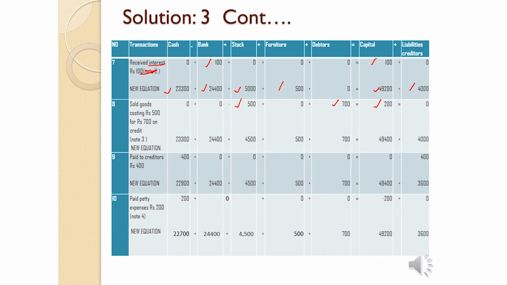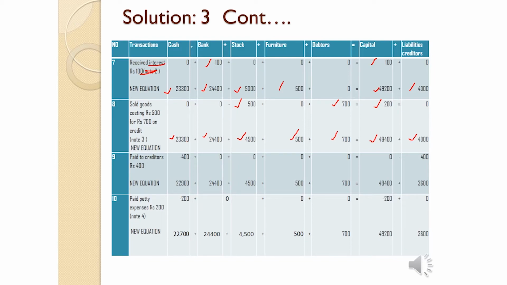So the remaining amount is here 23,300, 24,400. Next one here 5,000 minus 500, 4,500, because the stock value decreased, so that should be deducted from the amount. Then here 500, the same thing, there is no effect. Debtors also increased rupees 700. Then here the capital value is 49,400. Here liabilities creditors amount is rupees 4,000.